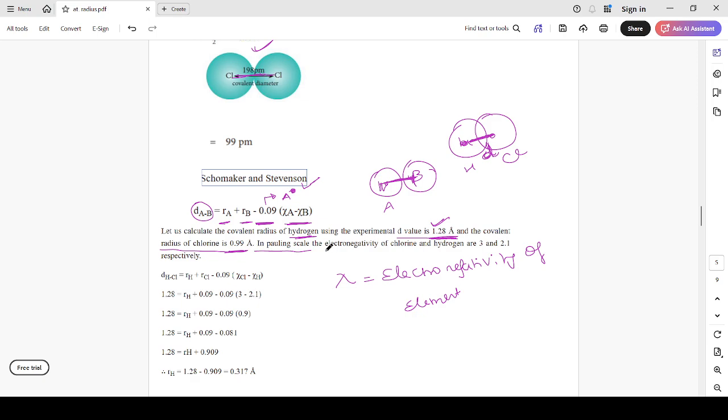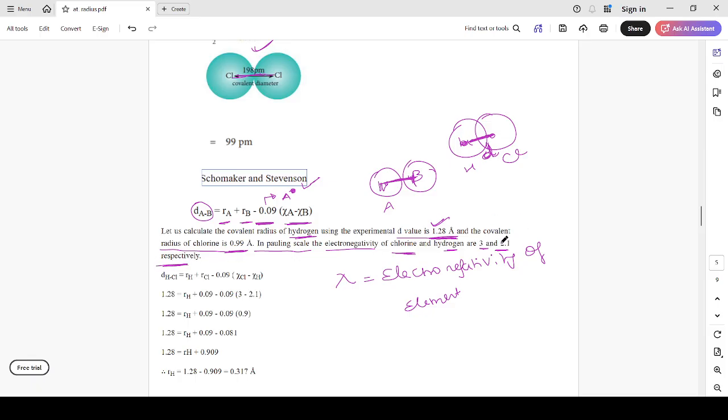In the Pauling scale of electronegativity, there are various scales here: Alfred Rochow, Pauling, Mulliken, many scales are there. You will learn it. In the Pauling scale, the electronegativity of chlorine and hydrogen are 3 and 2.1 respectively.